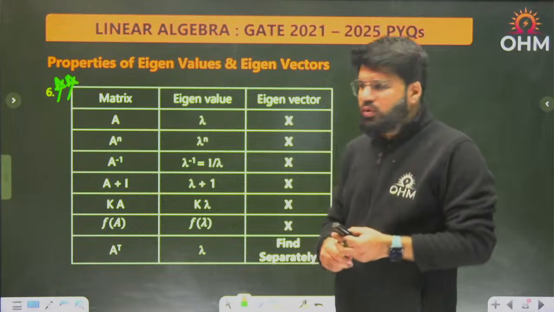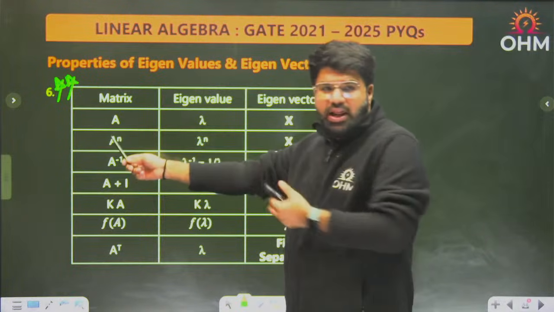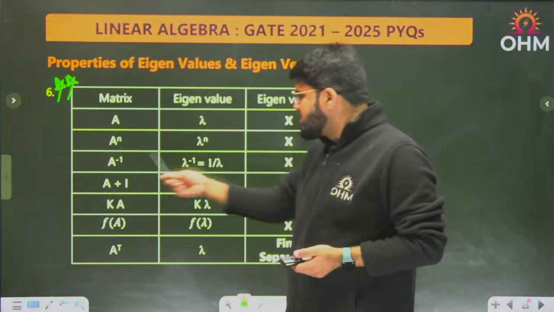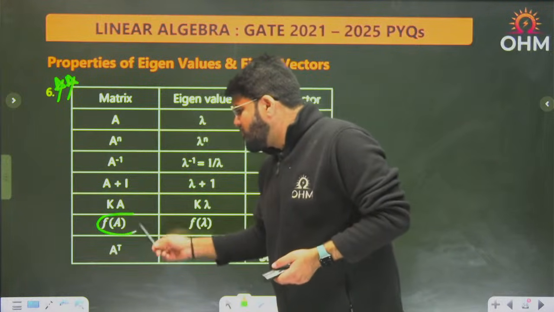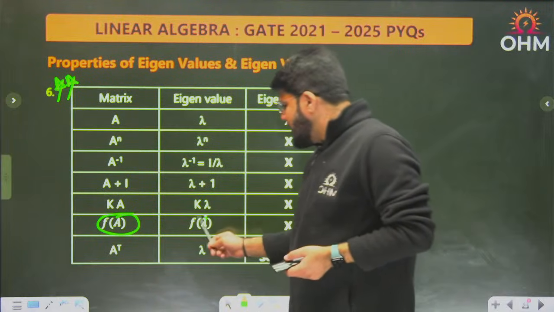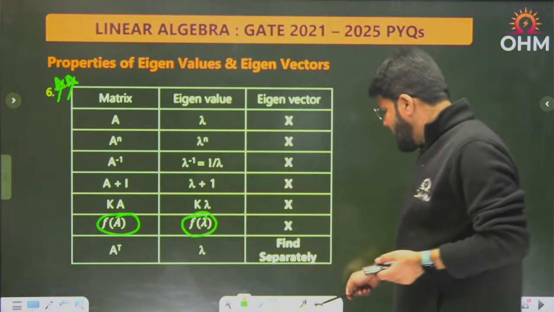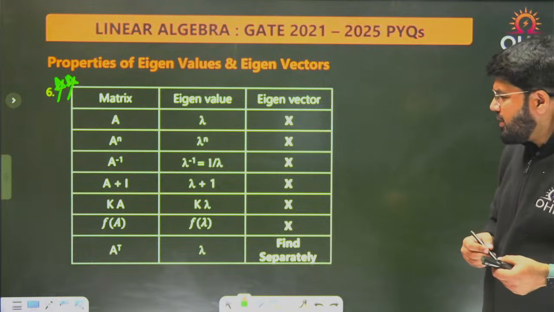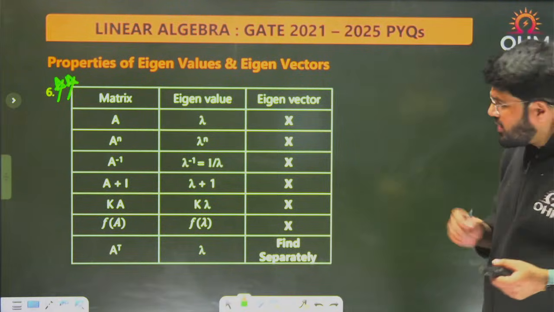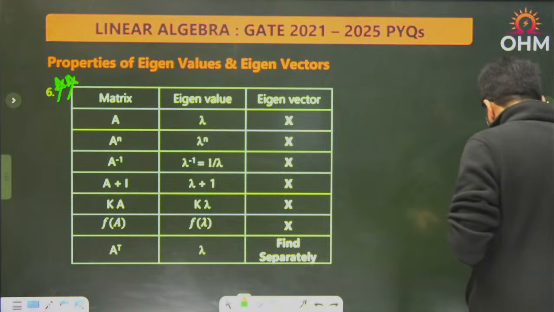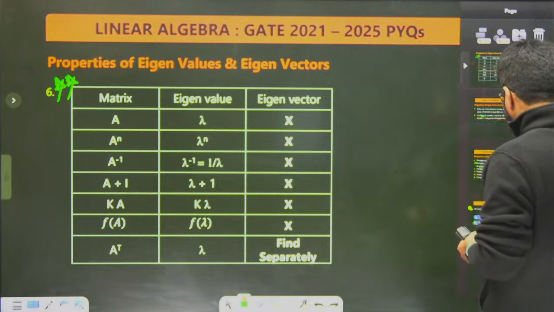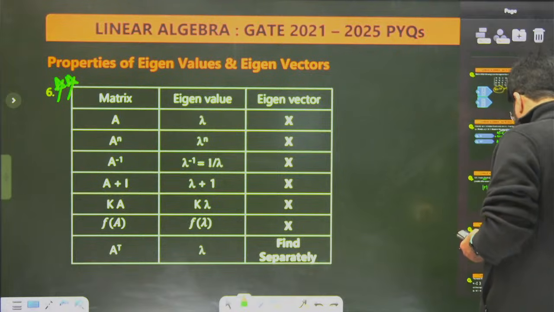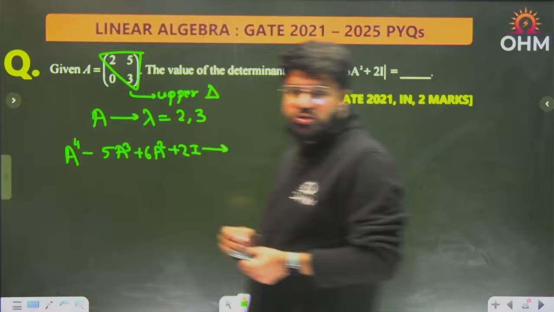What I eventually told, like A has lambda, A power n has lambda power n, A square has lambda square, A inverse has lambda inverse. Any function of A you take, any operation on A you take, the same applies to lambda; it will become f of lambda, correct? So that is what you have to do in this question as well. I'll go back to the question. Here we are. So what are the eigenvalues for such a matrix?